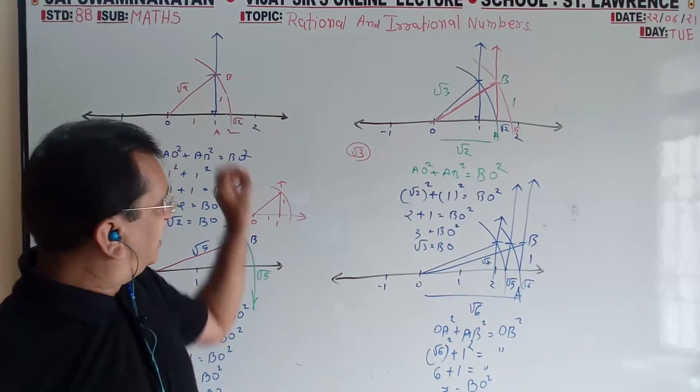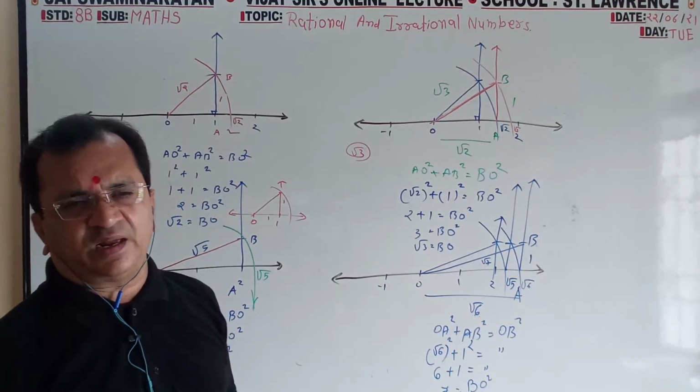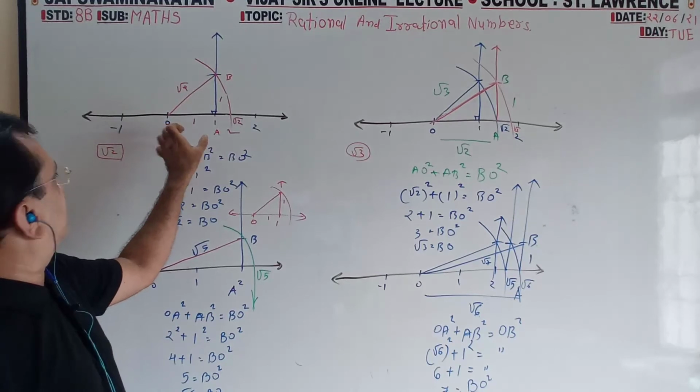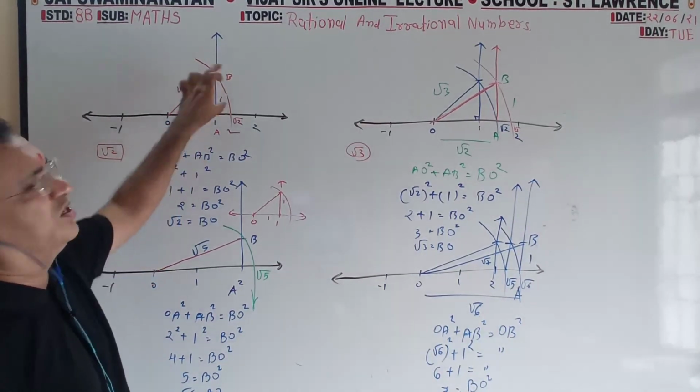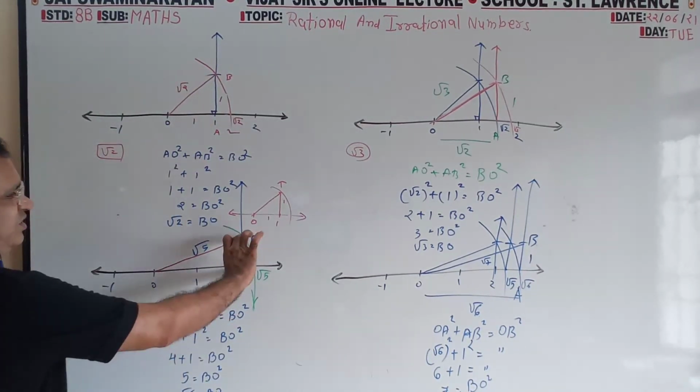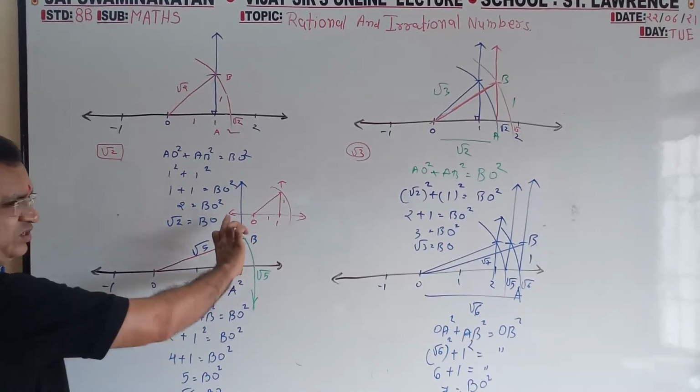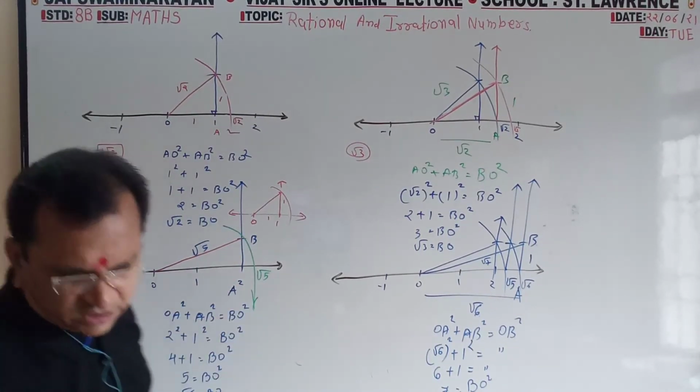Now 5, like 3, 5 is very easy. In root 3, what we have taken, in root 2, what we have taken? 1 and 1 unit. Here we will take 2 and 1 unit, 2 unit.